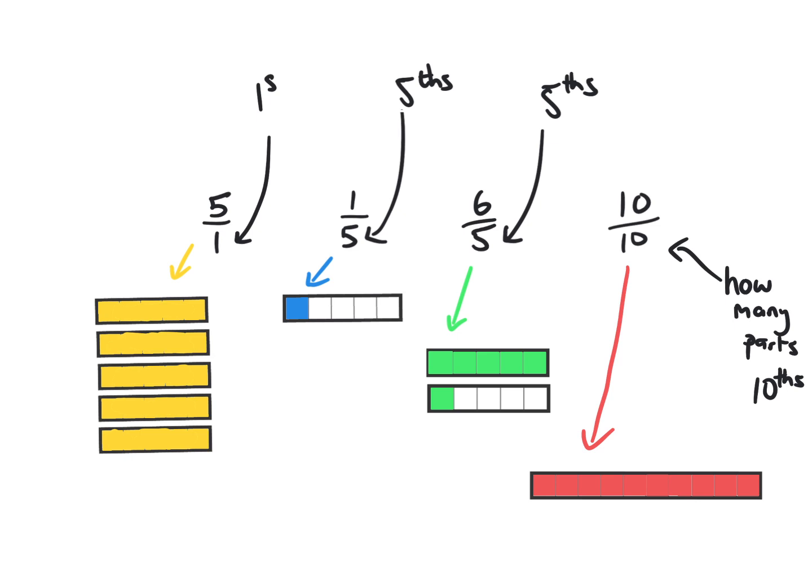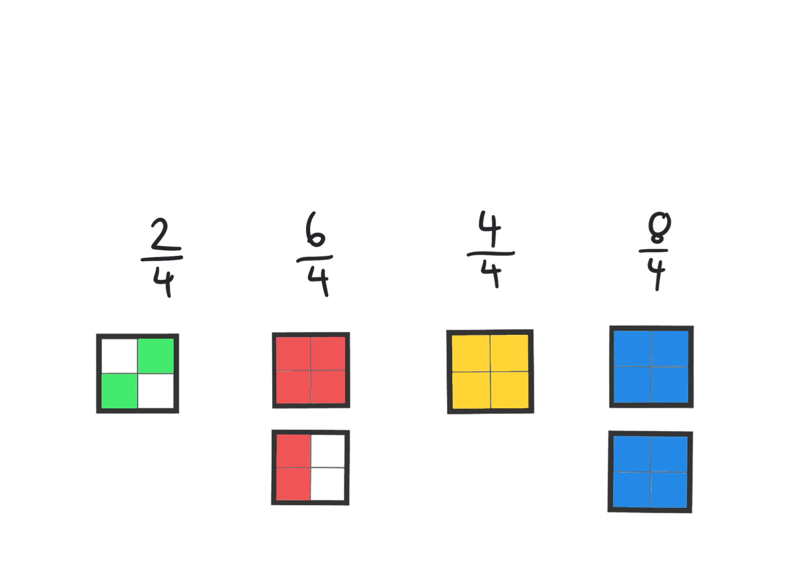My yellow fraction, let's go to the left-hand side. 5 ones is 5. 1/5 is 1 out of 5 parts. 6/5 are 6 out of 5 equal parts. And 10 tenths are 10 equal sized parts out of 10, which is equal to 1 whole bar. Hopefully the visuals help you to understand and relate fractions to how they look, their conceptual understanding or the visual of how fractions look. Let's do another example.